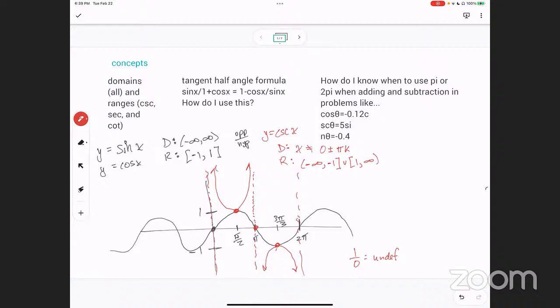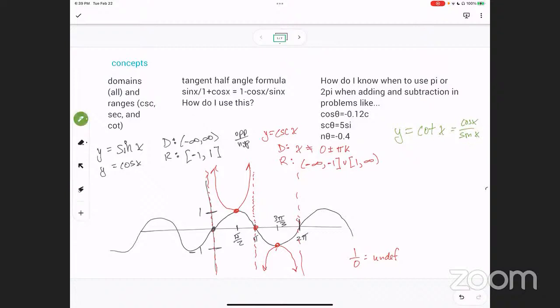Now for cotangent and tangent, it's a similar concept. I'll just do the cotangent one, because for the cotangent, what's the denominator? Sine. That's right, it's sine. So wherever the sine equals 0, what's going to happen? It's going to be undefined.